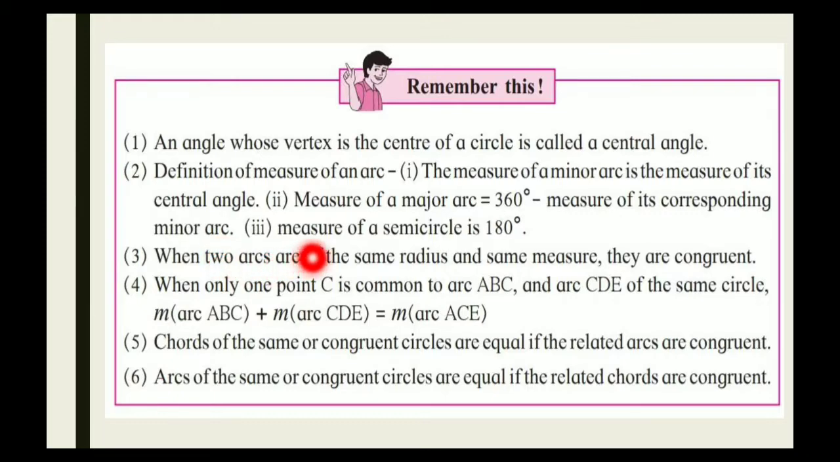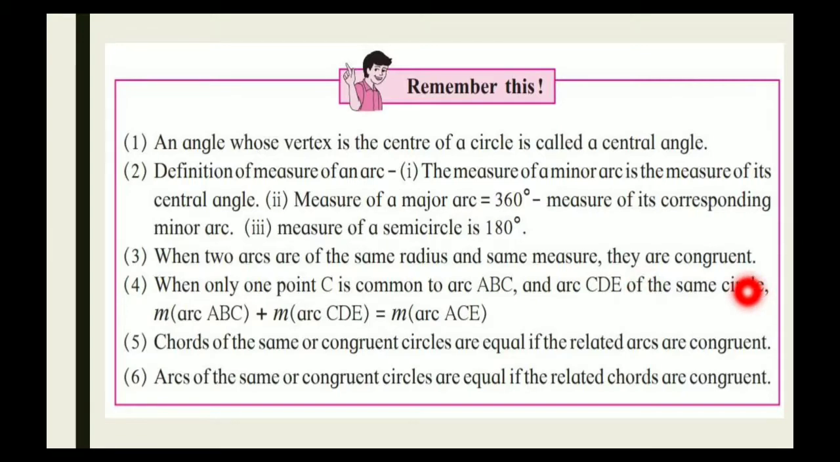What is the measure of a semicircle? Always remember the semicircle. If you are not able to keep it in mind, keep a protractor in your mind. A protractor is a semicircle, right? How many degrees will it be? 180 degrees. So the measure of a semicircle is 180 degrees.